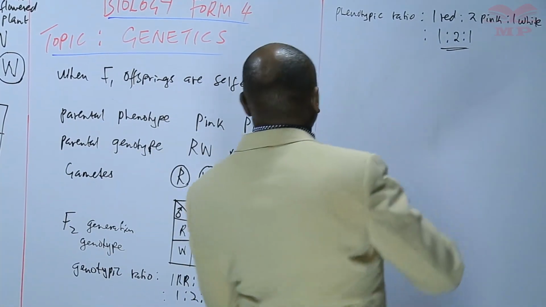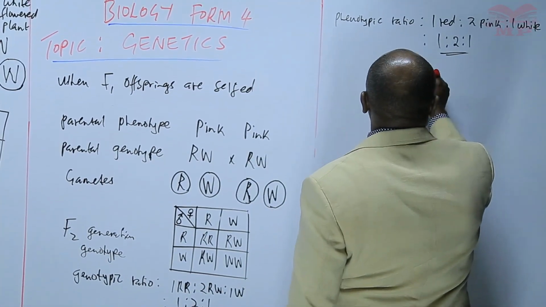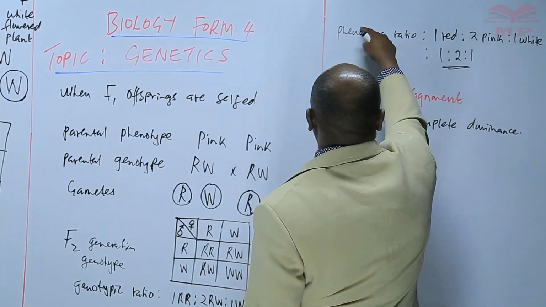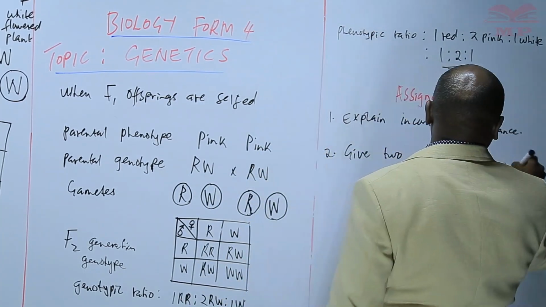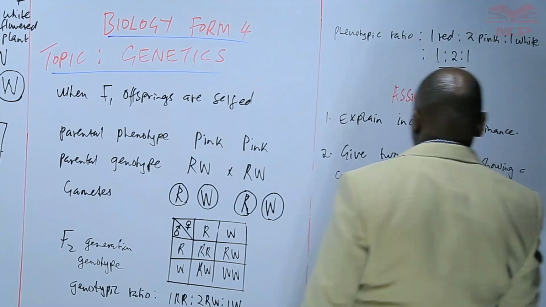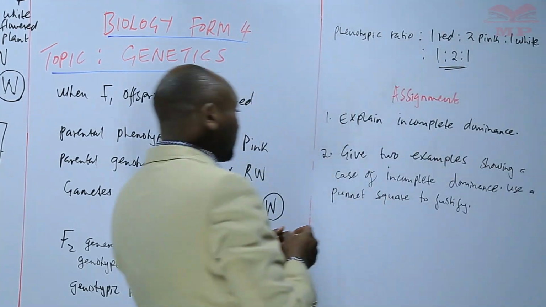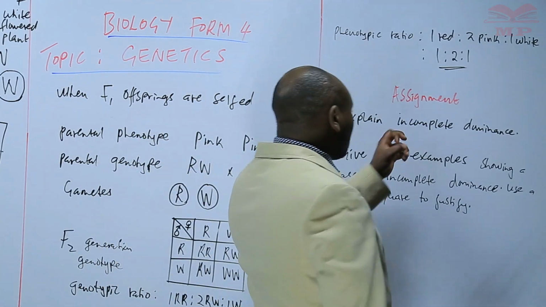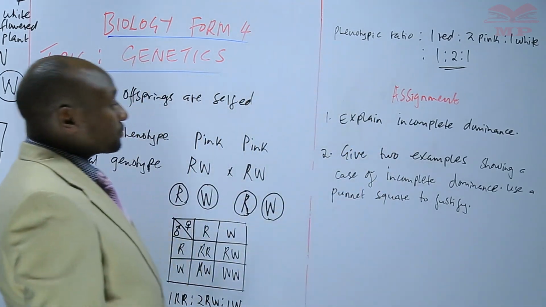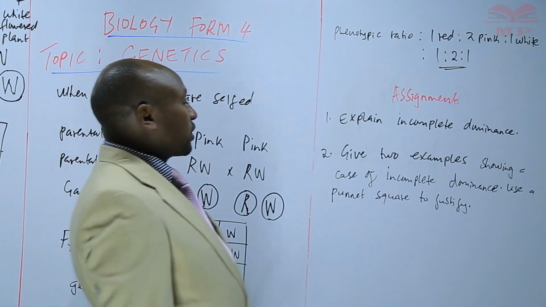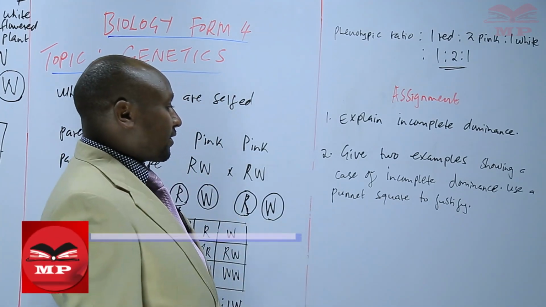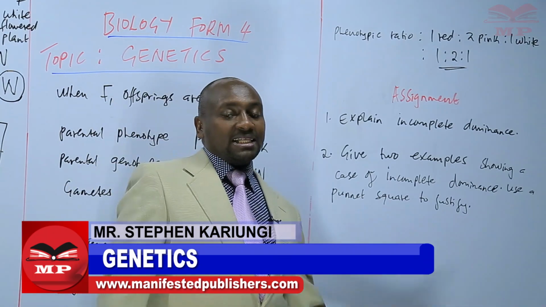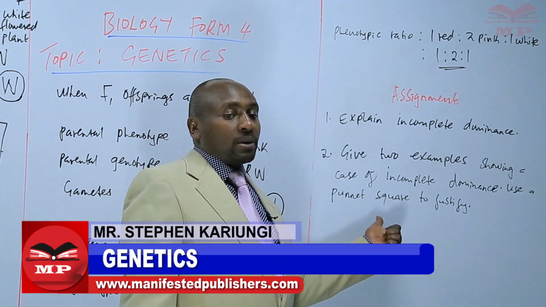At that point, we can have an assignment. The first question: explain incomplete dominance. Second, give 2 examples showing a case of incomplete dominance, and for the second case, use a Punnett square to justify that it is actually incomplete dominance.